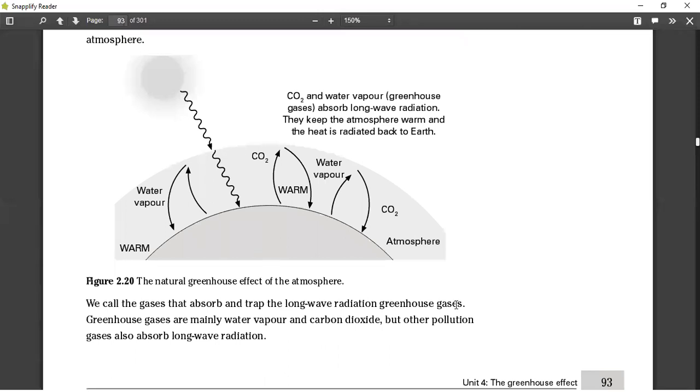Those three gases are the ones that are heated and then they trap the heat underneath the four layers of the atmosphere. So this means that the temperatures on the surface of the earth will increase because the heat is trapped and then constantly it is heated during the day as the sun shines on the earth. Right. Greenhouse gases are mainly water vapor, carbon dioxide, but other pollution gases also absorb long wave radiation.